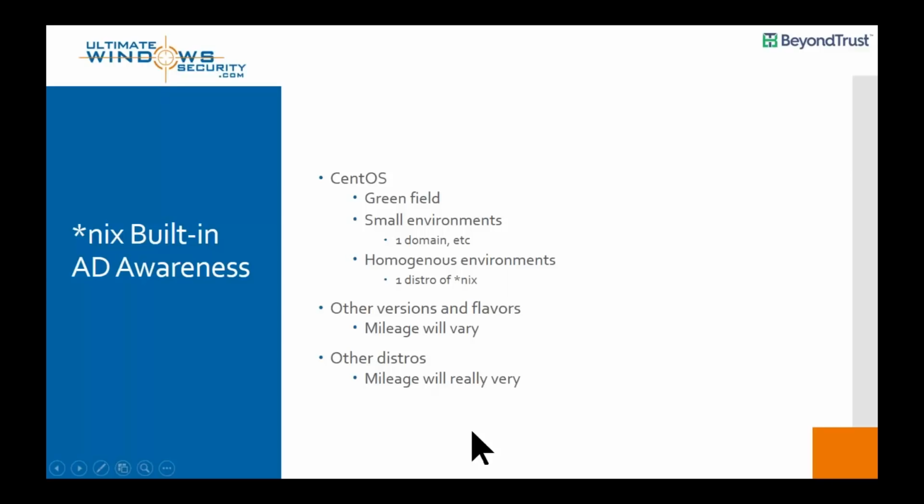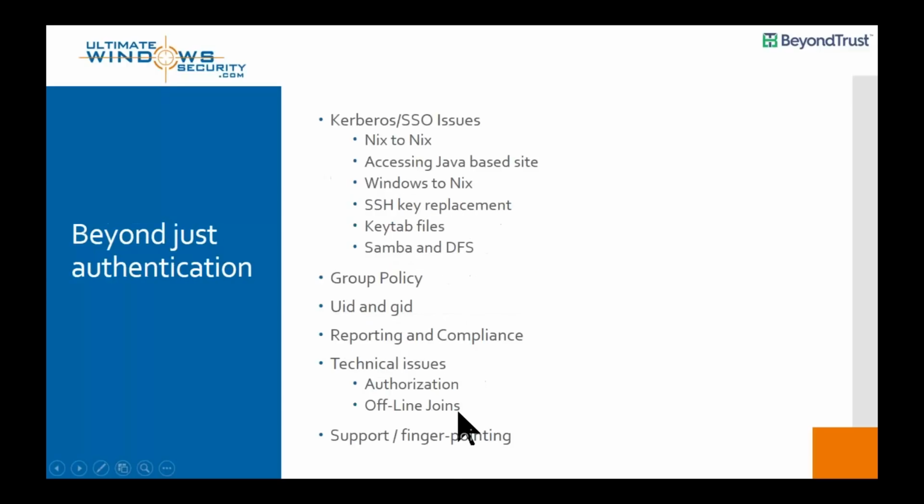So what I'm finding is, if you've got CentOS and a greenfield, a pretty small environment of one domain, and it's one distro of Linux, and you're not having to map to existing accounts and so on, this works pretty good. If you've got other versions and other flavors and distros, then your mileage is going to vary more and more and more. And then there are other issues beyond just authentication.